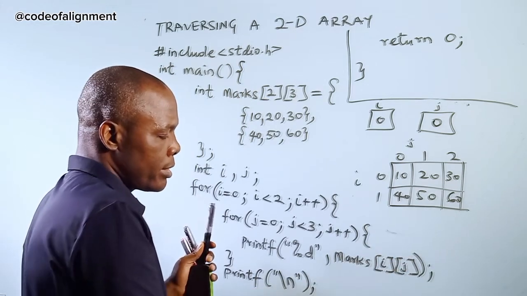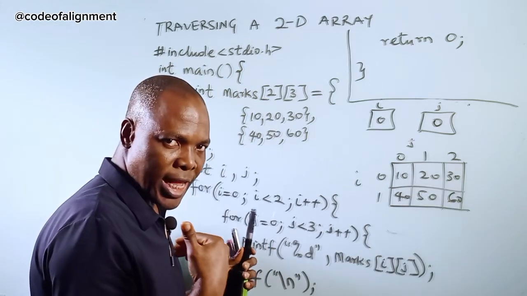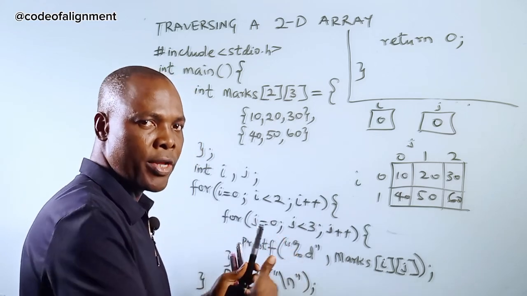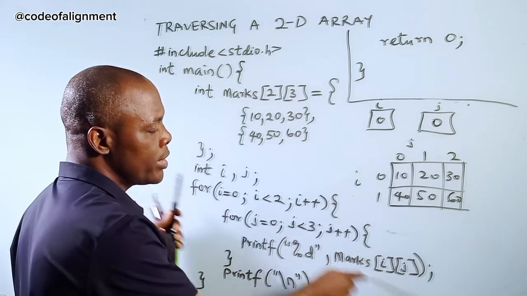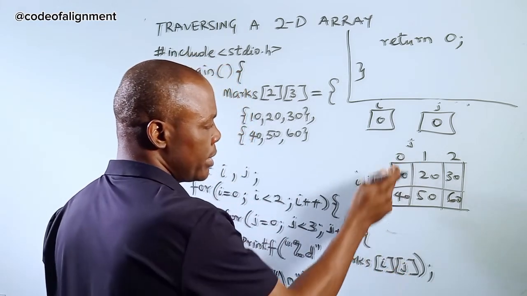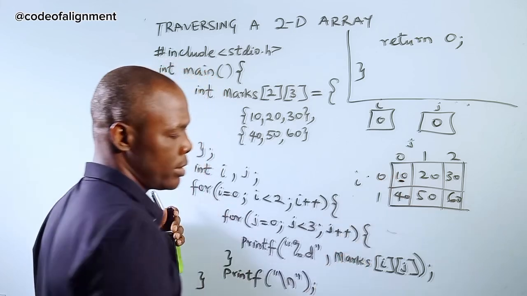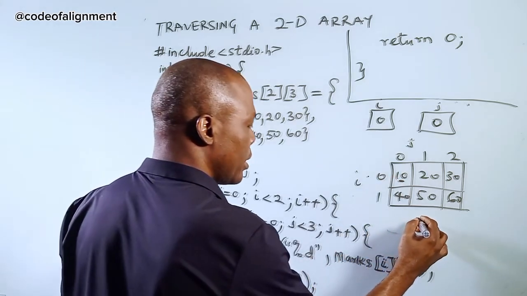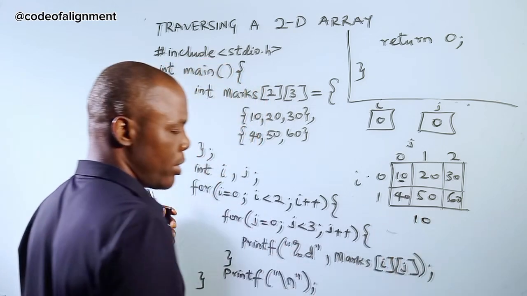So the address, I taught you in the last class how the system is going to calculate the address for a two-dimensional array in the memory. So i is 0, j is 0, so this is 0. So it's going to return this, so it's going to print out 10 on the screen.